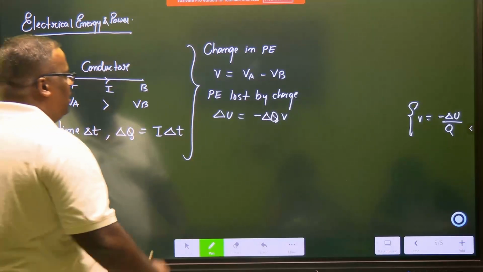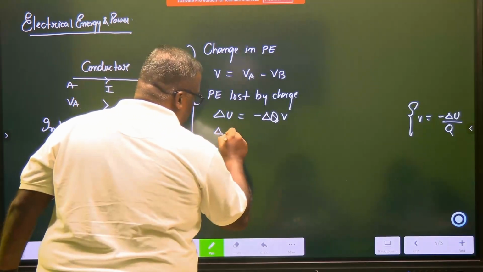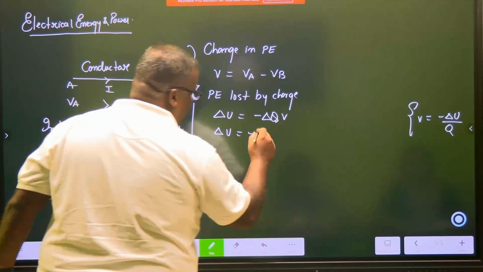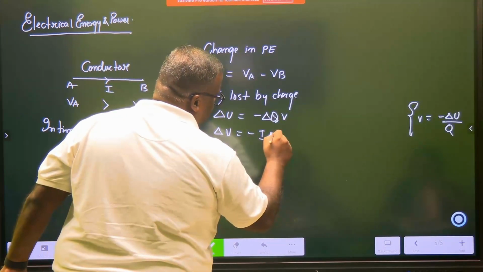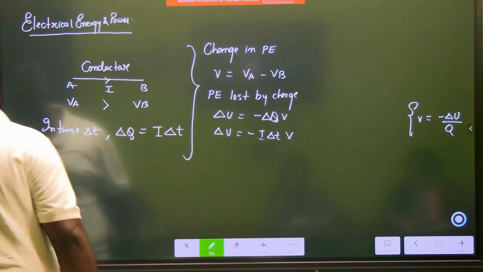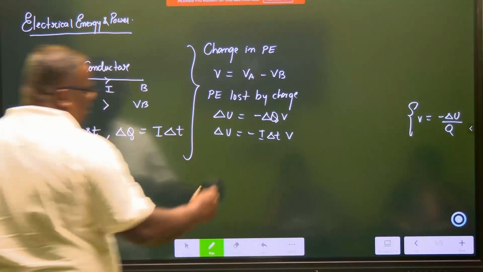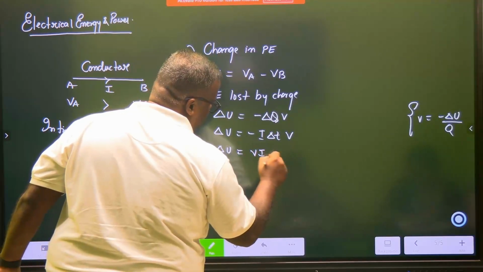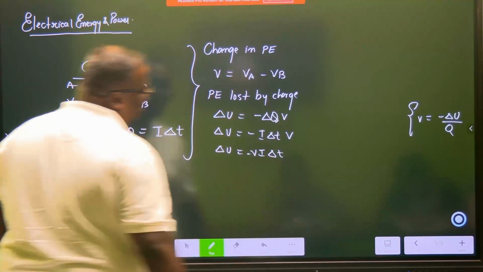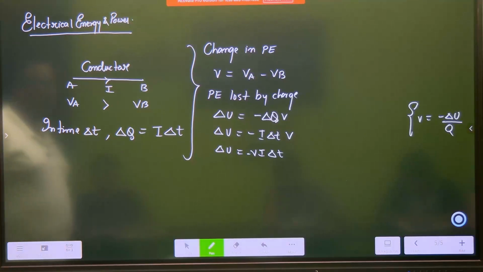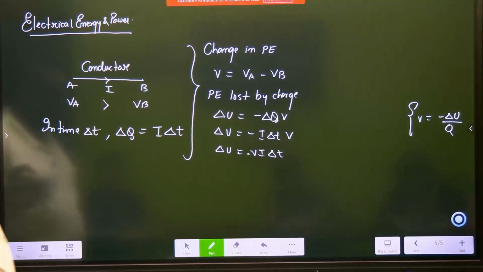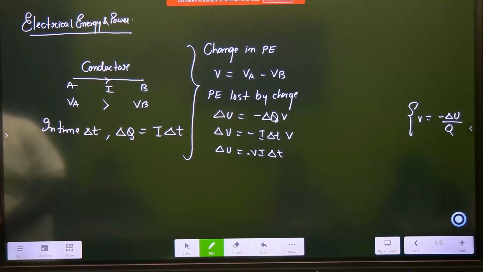Okay. So now delta U becomes equal to how much? Just see, negative. Instead of delta Q, I'm putting I delta T into V. So delta U can be said to be VI delta T. This is exactly your grade 10 definition, where you used to say power is equal to VI, energy is equal to VIT, if you remember.